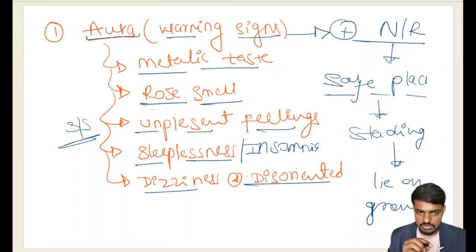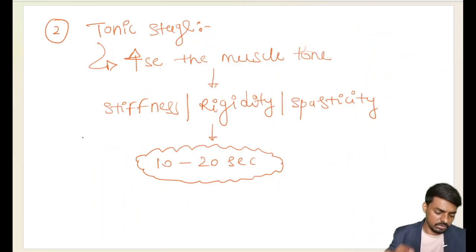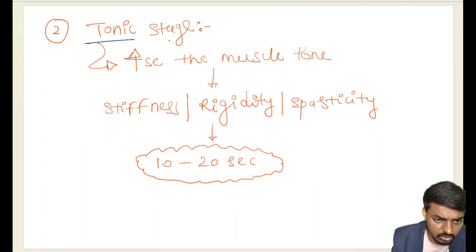Okay, so this warns of the possibility of the occurrence of a seizure. That is what we call the stage of aura. So that is the warning sign. Then step 2, or stage 2, of the generalized tonic seizure is the tonic stage.